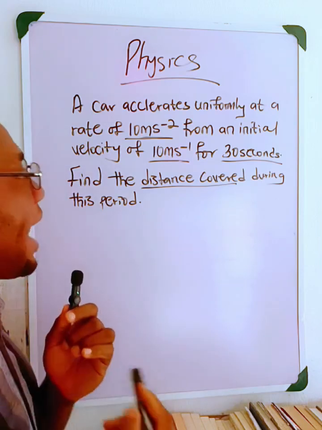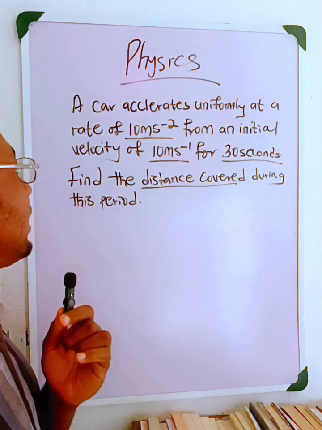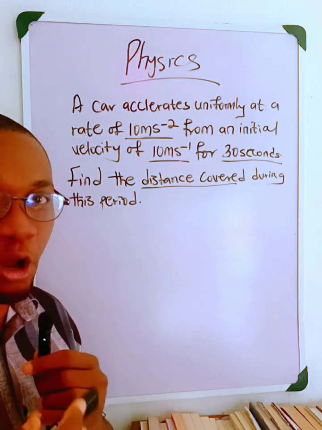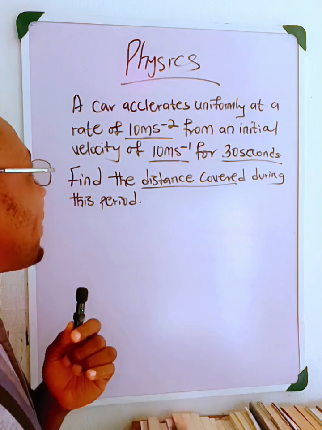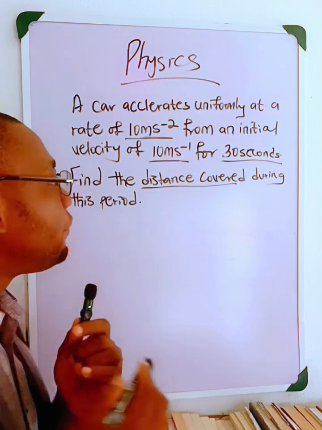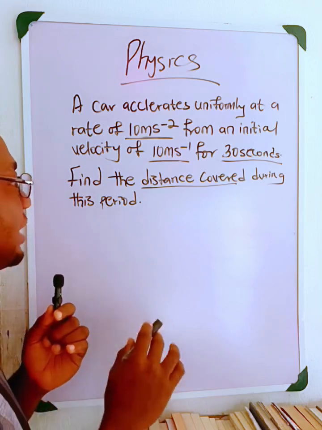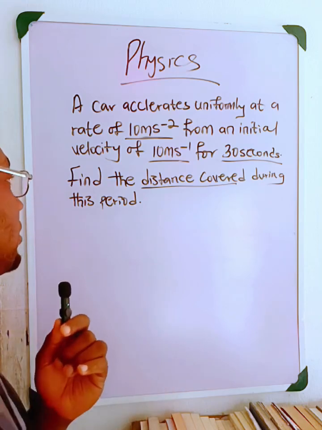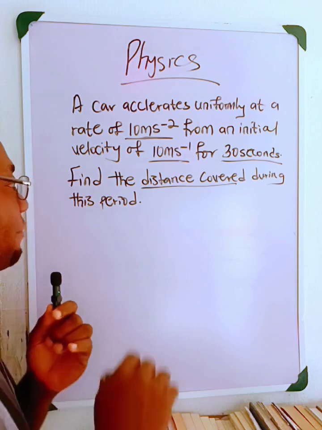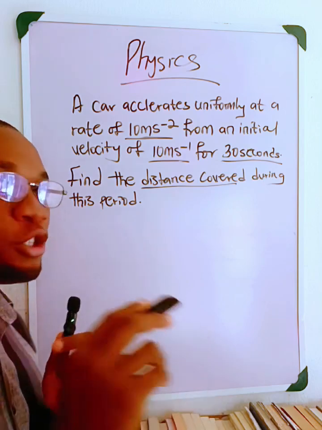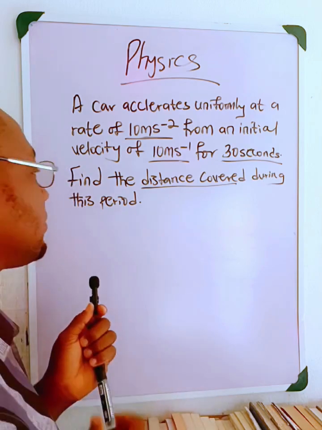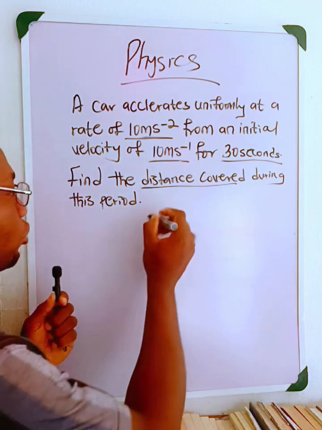A car accelerating uniformly at the rate of 10 meters per second square from an initial velocity of 10 meters per second for 30 seconds. The question is, as a physics student, find the distance covered during this period. All right, solution.